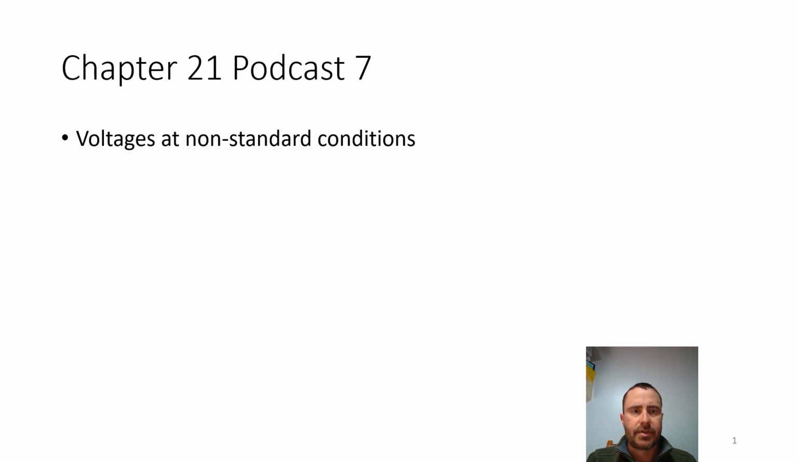In our seventh podcast for chapter 21, we're going to start by introducing what happens when we have voltages that are not at standard conditions. What I mean by introducing that is, once we start with our standard conditions, we are going to have a spontaneous reaction, usually one way or the other, depending on what the voltage is. We can look at that and see which direction our reaction is going to go, and that's going to help us figure out what happens when we're not at standard conditions overall. Then in podcast number 8, we're going to actually calculate the voltages at non-standard conditions as well.